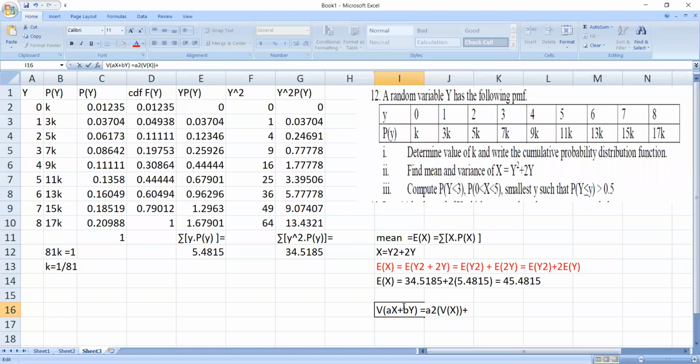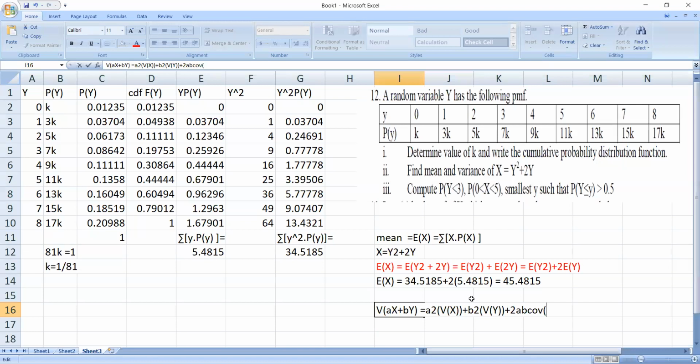plus B square variance of Y, because our X and Y could be dependent. So what we have to do is we have to use the definition. So when you actually look into this, this will have a cross product term, which is 2 into A into B into covariance. So you will prove this in chapter 4 actually.